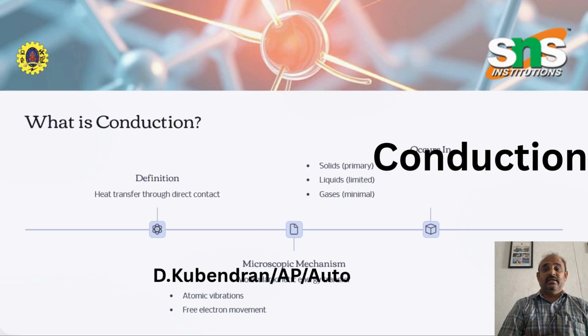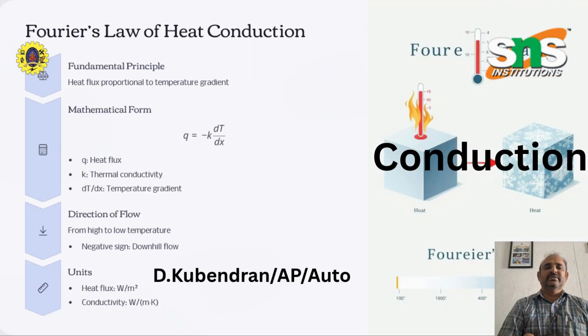Fourier law. In conduction, Fourier law is the main law which is applicable. Fourier law mathematically describes conduction as Q equals minus K into dT by dx. That is the formula for conduction. The negative sign indicates that the heat flows from hot to cold regions. It is a linear law applicable to steady state, one-dimensional heat conduction.